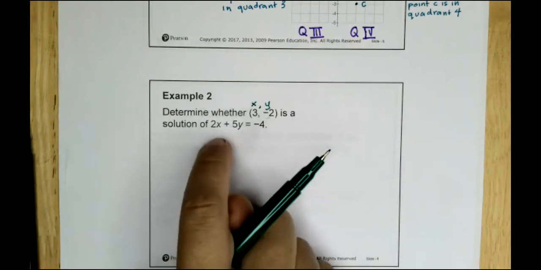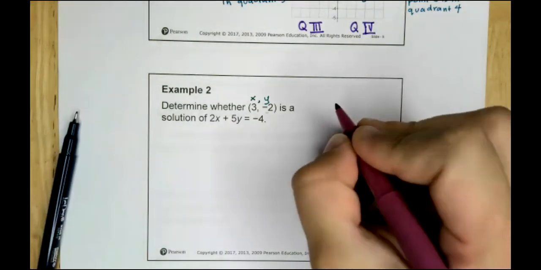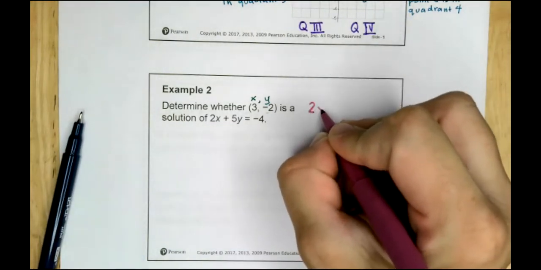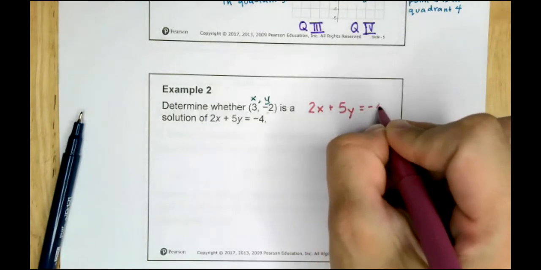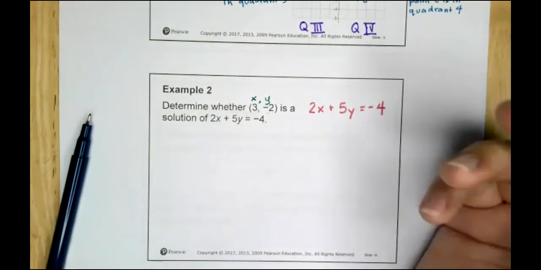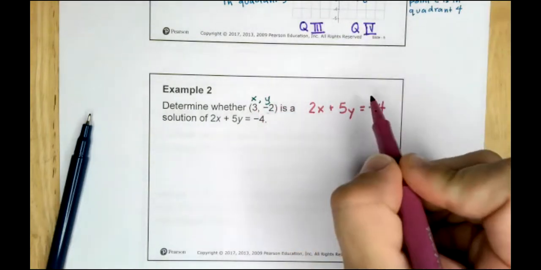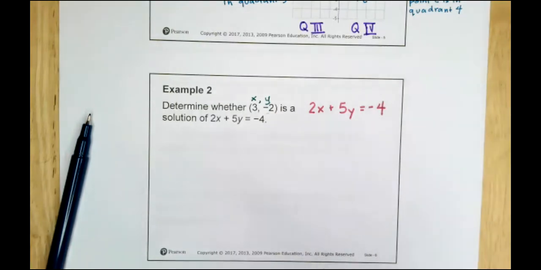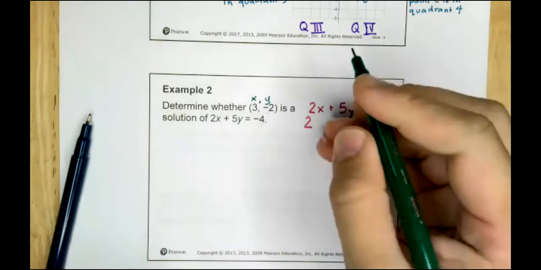All right. So we just have 2x plus 5y equals -4. How nice. We have an x, we have an x, we have a y, we have a y. So it says, substitute the point, put the point into the equation. The x is 3.